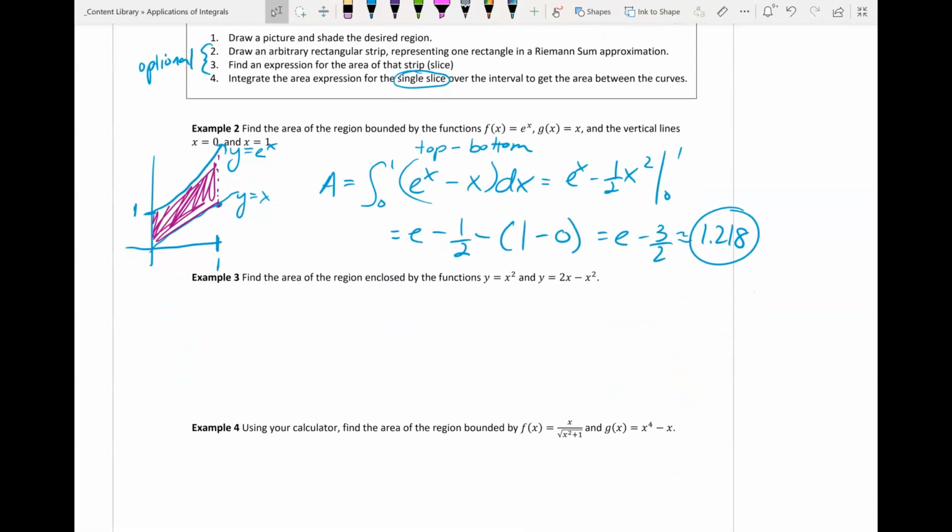Example 3, same sort of thing. We want to draw it out, and we're going to see what our bounds are going to be when we draw it, because we aren't given the bounds. But let's try to see what this is going to look like. So x squared is going to look something like this. And then 2x minus x squared, we're going to have to complete the square so we know what our vertex is going to be at.